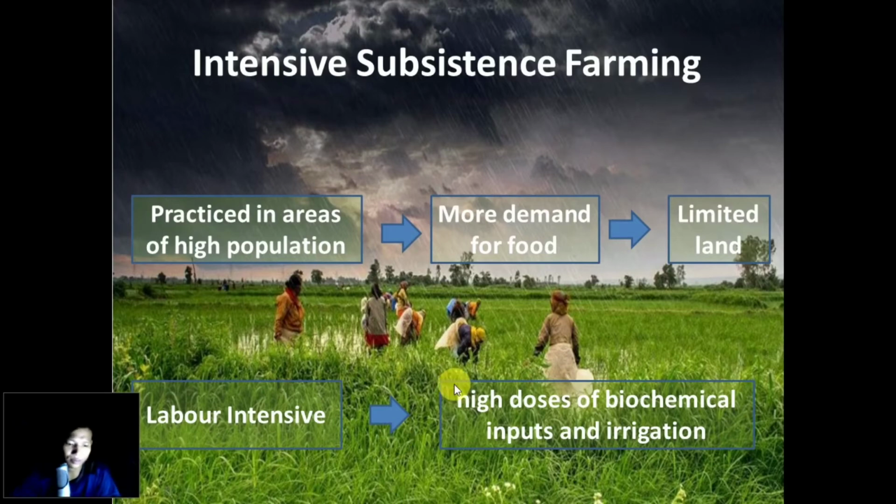Labor intensive farming. Since it's a small patch of land, in order to get bumper crops from it, they introduce a lot of biochemical inputs: irrigation, pesticides, fertilizers. That is how intensive subsistence farming is done.